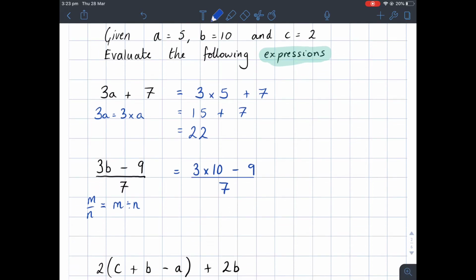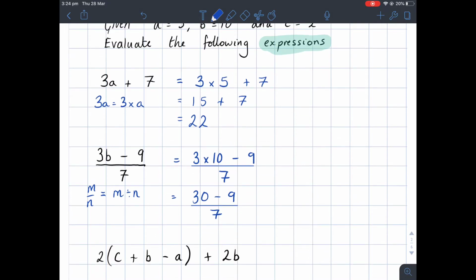7. So now what we do is work this out. So again, a bit of BODMAS, 3 times 10 is 30, minus 9 over 7. Now I'm going to run out of space here, so I'm just going to work up here on this side over here. So 30 minus 9 is 21 over 7, and 21 divided by 7 is 3. So again, when b is equal to 10, this expression here is equal to 3.